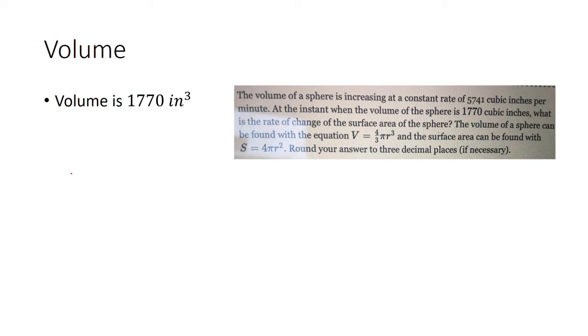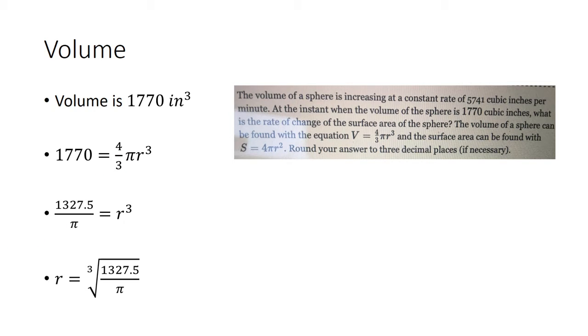First, let's look at the volume. The volume is given to us as 1,770. So we're going to plug it into the formula V equals 4/3 pi r cubed to get what r is. So we're going to multiply both sides by 3 and then divide by 4 pi and then take the cube root to get r. And so r here is in terms of centimeters, so technically we should put centimeters after that.